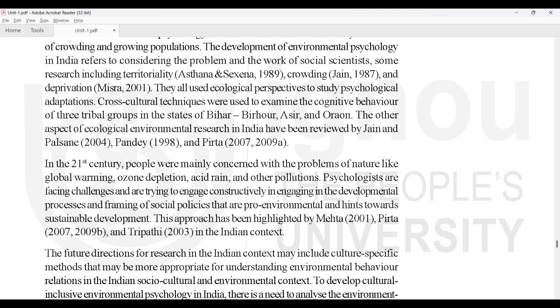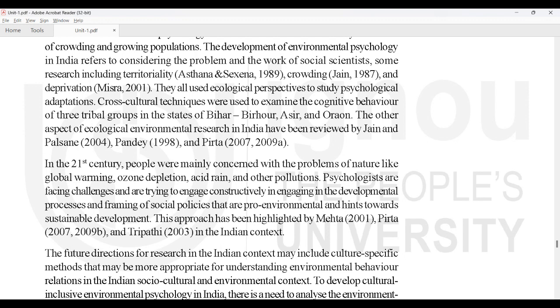In the 21st century, people were mainly concerned with the problems of nature like global warming, ozone depletion, acid rain, and other pollutions. Psychologists are facing challenges and are trying to engage constructively in the developmental processes and framing of social policies that are pro-environmental and point towards sustainable development. This approach has been highlighted by Mehta, Purta, and Tripathi in the Indian context.